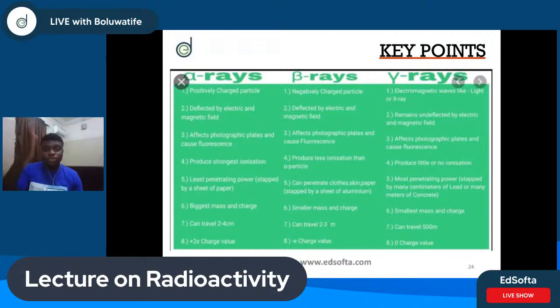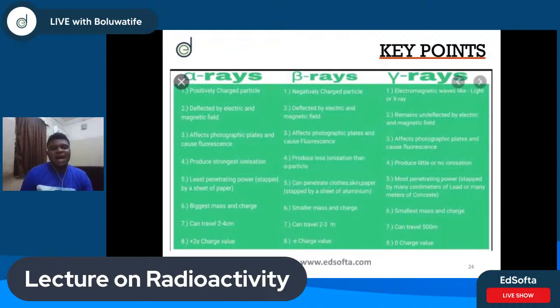Now this is a table that shows the differences between each ray. The alpha ray is a positively charged particle, the beta ray is a negatively charged particle, and the gamma ray is an electromagnetic wave like light or X-ray. So there are different types of gamma rays. Note that the gamma ray, being an electromagnetic wave, does not really have any charge.